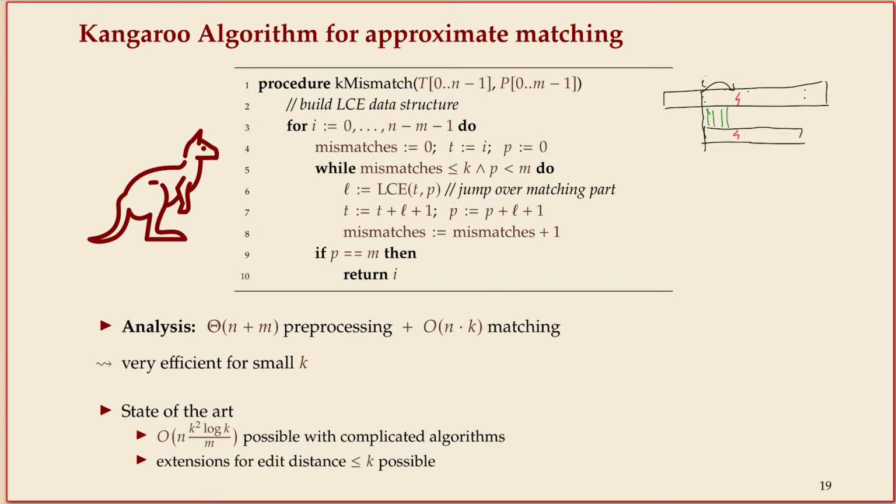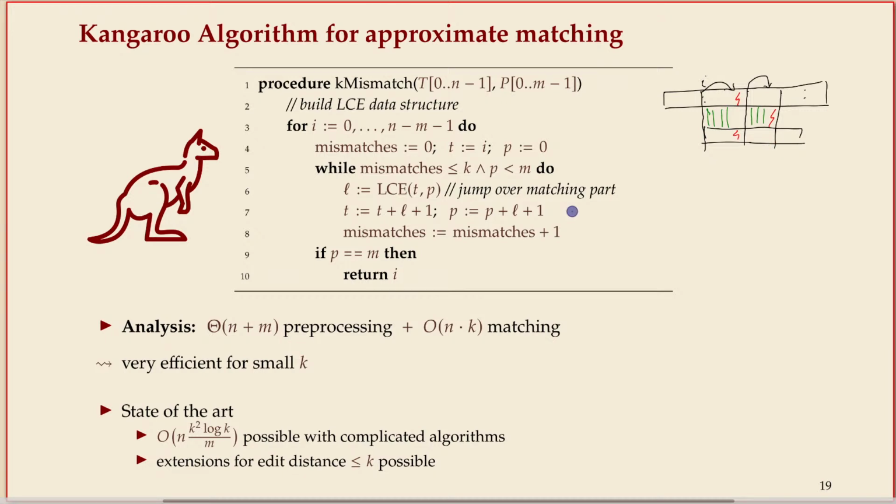So after jumping over these L characters, I go one more ahead. So I move forward by L plus 1. So I'm now standing right behind this mismatch. And I count, I've made one mistake so far. Then I jump again using another LCE until I find another mismatch. And then I'm standing right behind that.